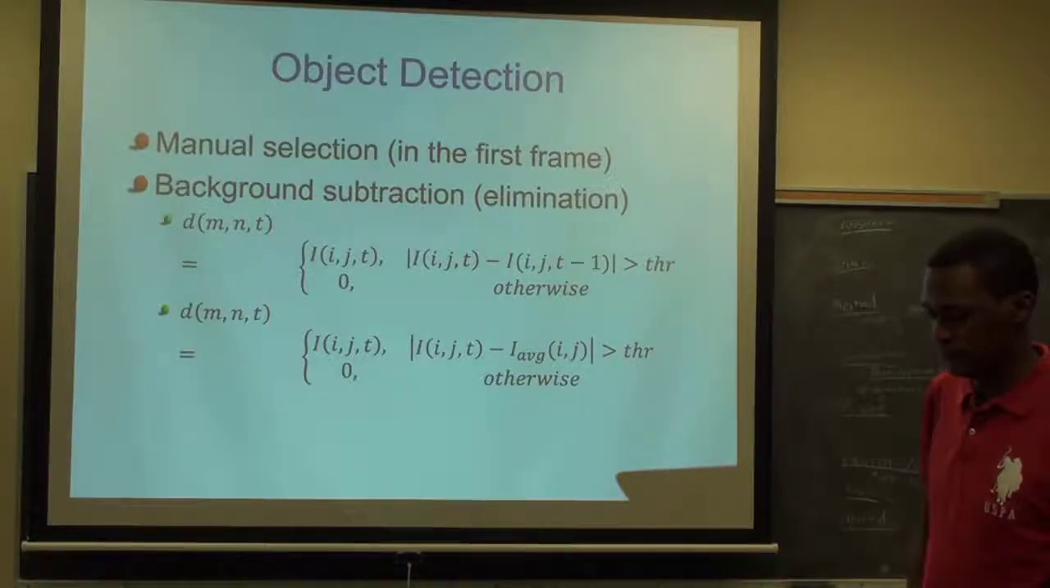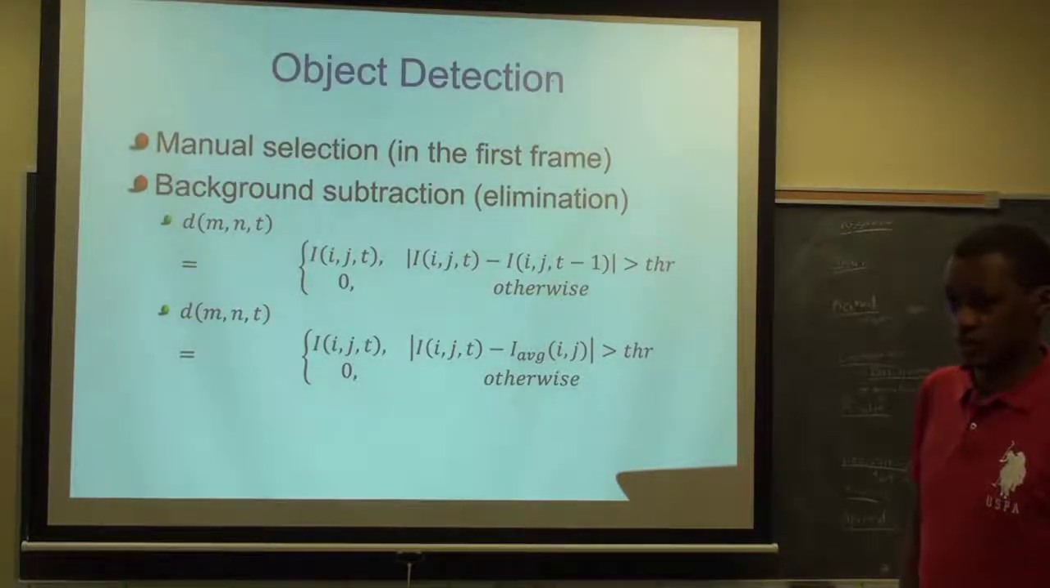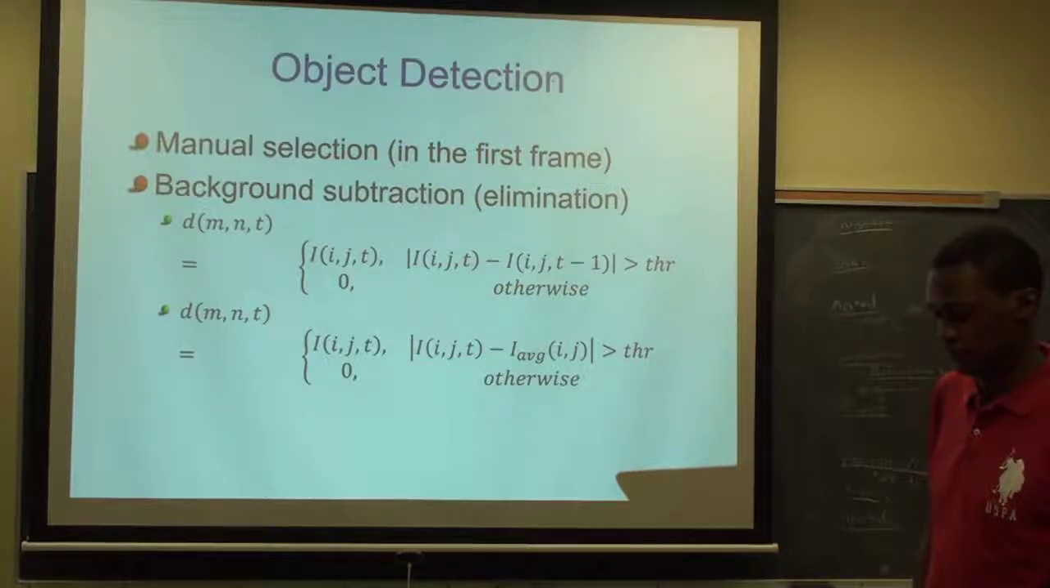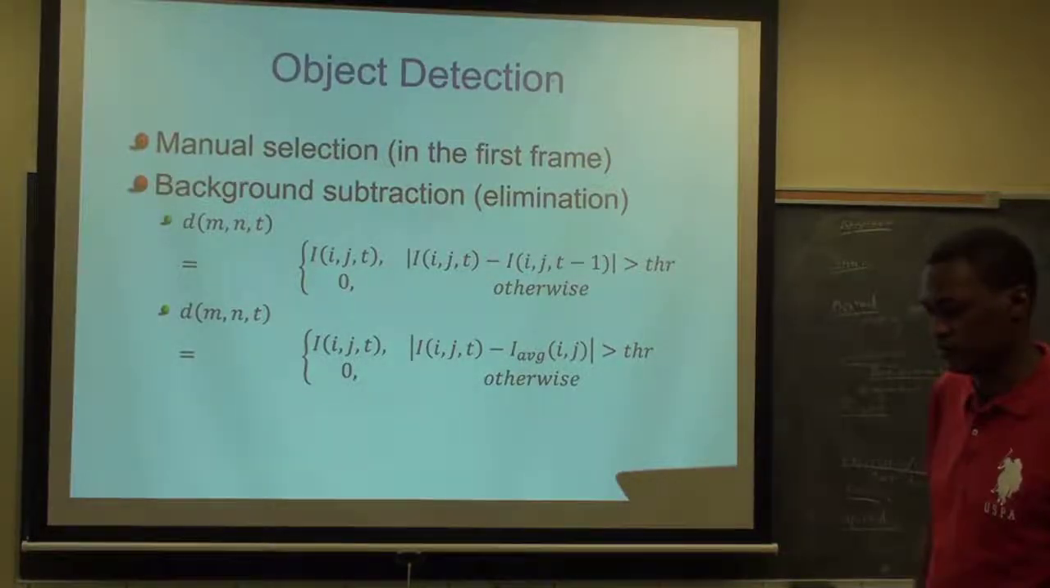But if the change between the consecutive pixel, the next frame pixel, and the present or previous frame pixel is very small, just put zeros there. Just don't use that pixel. Whatever is left is your target or multiple targets, whatever. So this is the first approach. The second approach will be different.